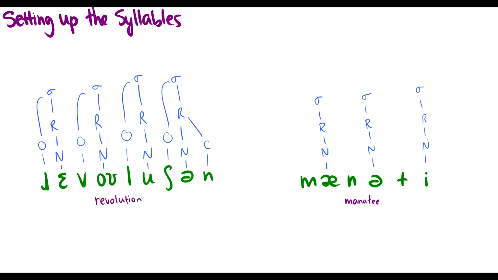Okay, and then we take a look to the left and we say, is that a good onset? So meh, that's good. So we're going to put that in the onset. I'm going to make this look a little bit nicer this time. N, that is okay as well. And t, that is also okay. Okay, so that's how you do syllables.